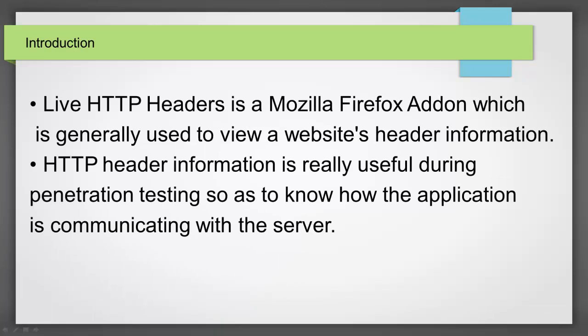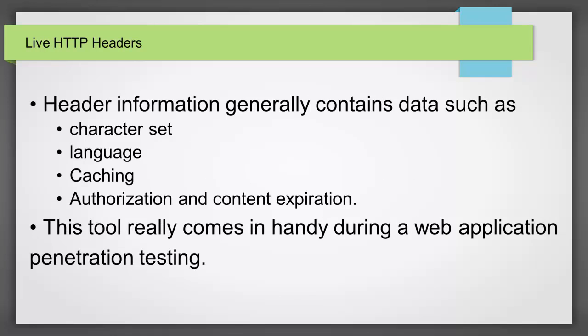Basically, Live HTTP Headers is again a Mozilla Firefox add-on, which is generally used to view a website's header information. HTTP header information is really useful during penetration testing, so as to know how the application is communicating with the server. Header information generally contains data such as the character set, the language, the caching, the authorization and content expiration. So this tool really comes in handy during web application penetration testing.